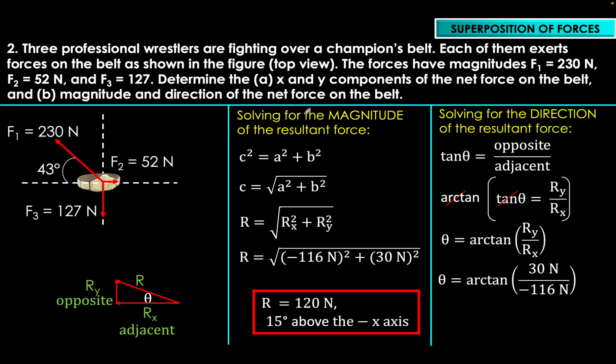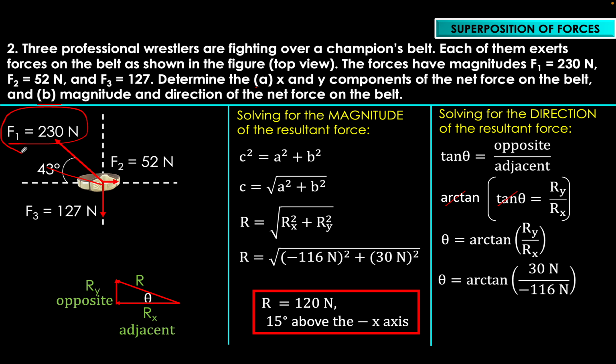And again, if you were to report your final answer for letter B, your resultant is 120 newtons, 15 degrees above the negative x-axis. So, because it is 15 degrees above the negative x-axis, it simply means that the belt will accelerate towards this way. And obviously, it's actually wrestler number 1 who is winning this champion's belt. I don't know, maybe it's John Cena or Batista. We don't know, but must be someone really strong.